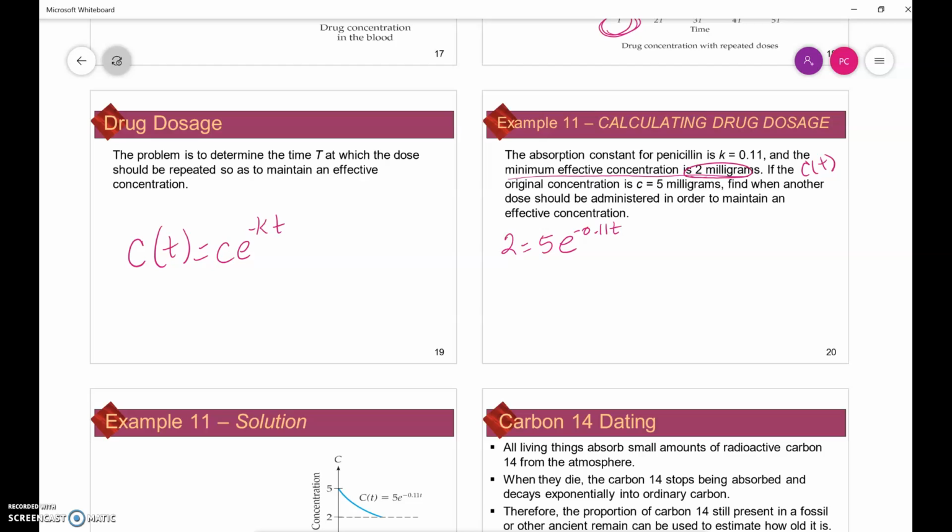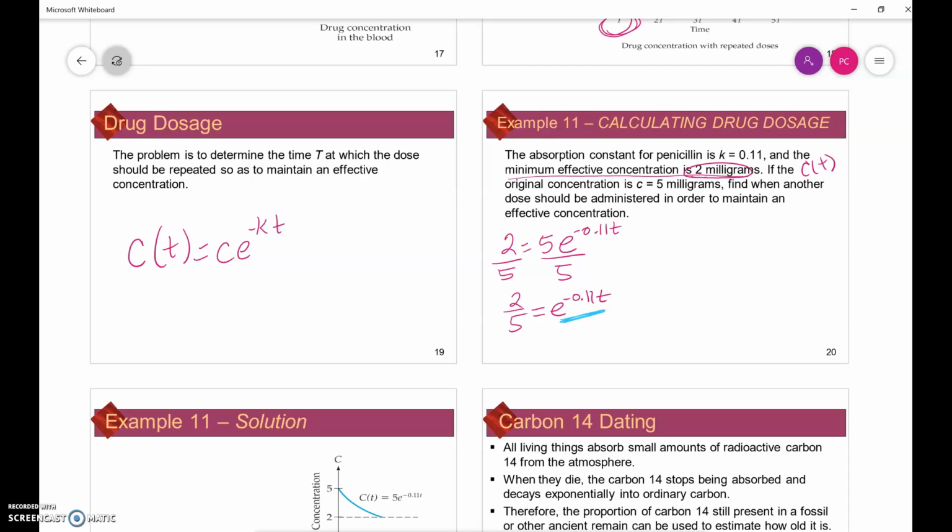Now, anytime we need to solve for the exponent, we know that we're going to take the ln of both sides, but in order to do that, we need to get whatever's raised to the power by itself first. So I'm going to divide by 5. So I have 2/5 equals e to the negative 0.11t. Then we can take the ln of both sides because we have that e by itself. We have to have that by itself first before you can take the ln.